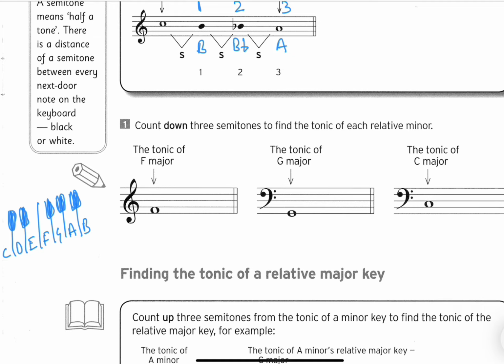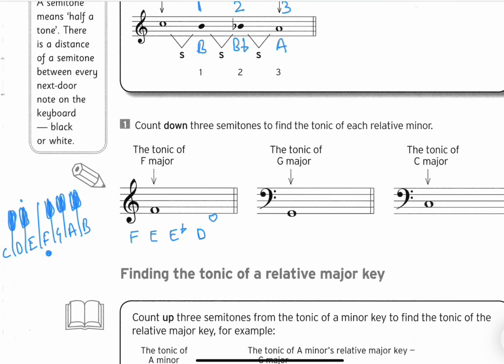Okay, so now we are at F. We have to go 3 semitones down. From F, the first semitone, if we go backwards, is E. From E, one semitone down will be E flat. And then from E flat, if you go one more semitone, that would be D. So that means the relative minor of F major is D minor. If we go from F 3 semitones down, we find D as the relative minor.